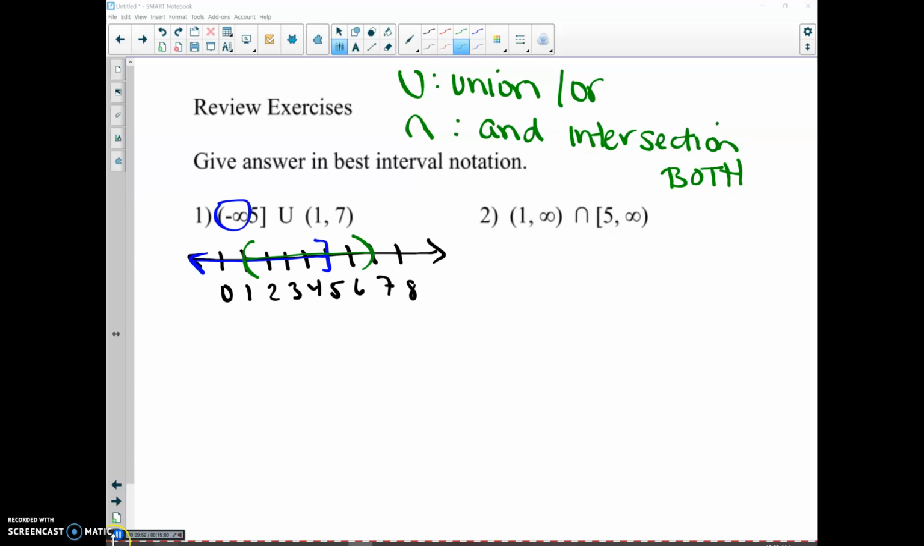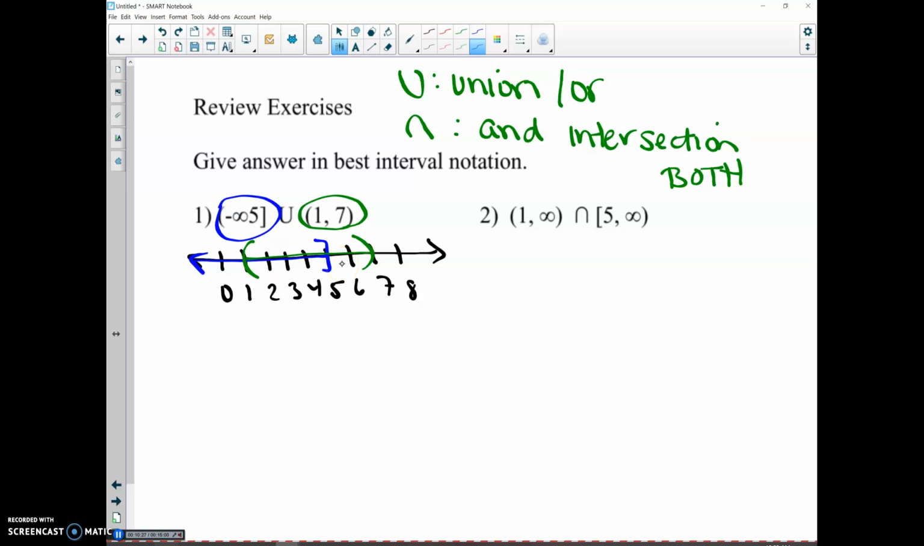All right, so number 1, in blue I did -infinity to 5, and in green, I did the interval 1 to 7. So for union, union means or, so it needs to satisfy at least one or the other of either blue or green or both. So you're taking everything. So in this case, we have the interval negative infinity to 1 is just blue, and then this piece which is double shaded, and this piece which is just green.